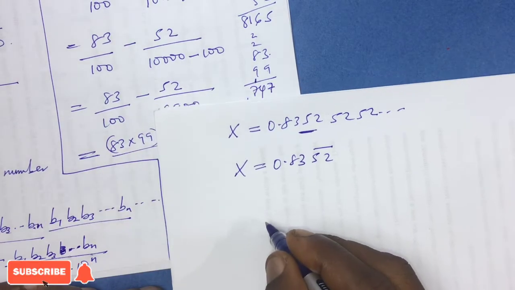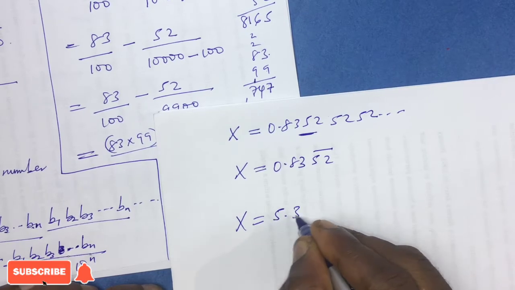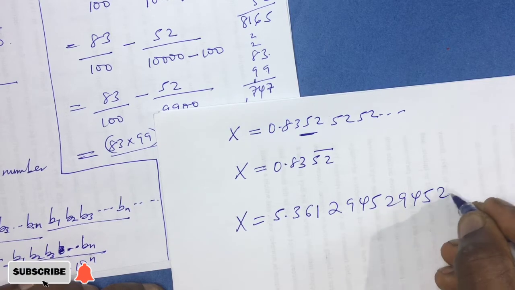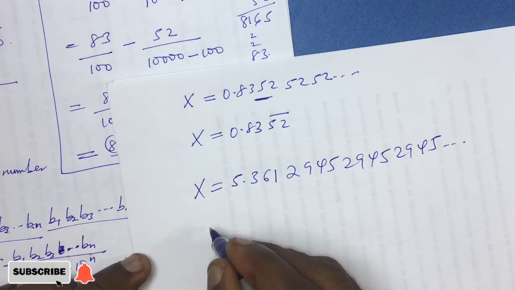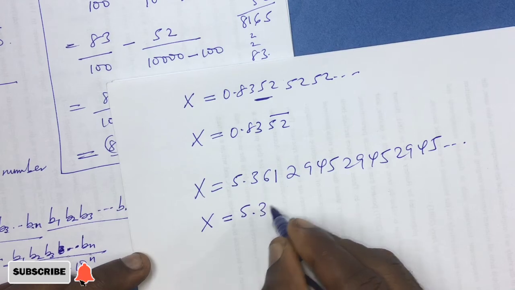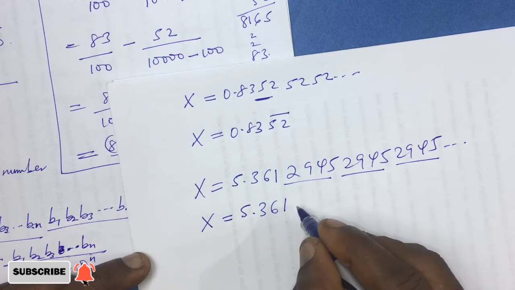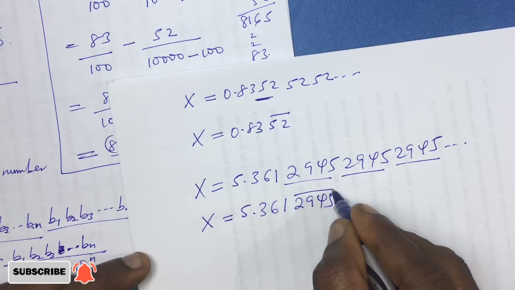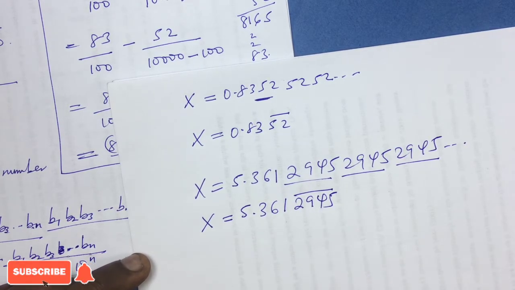So if I gave you a thing like x equals 5.36129452945..., you can actually use another representation to represent a recurring decimal, and this will be 5.361. And then from where you now start having the recurring digits, all you have to do is just to put the recurring digits 2945 and put a bar notation on top. That tells anybody who sees this that that is the recurring component.